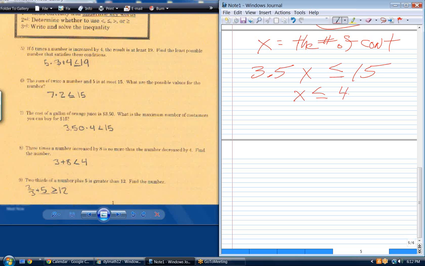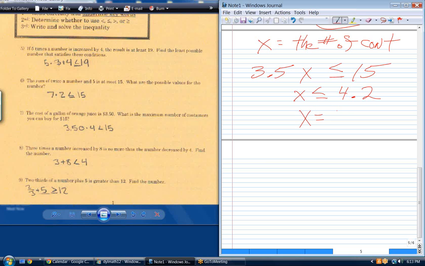If you have a calculator, use your calculator for this one, and I'll tell you why: we don't care what this part is. I got 4.2. And we don't care about the point 2, because the question says, what's the maximum number of containers you can buy for $15? So what is my answer?